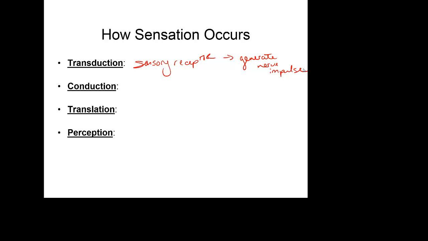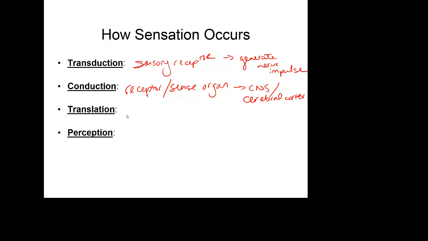From that, we get conduction. So this is your receptor, or your sense organ, if you're talking about like your nose or something. And it's going to send information to your CNS, in particular to your cerebral cortex. We've got to process this information.